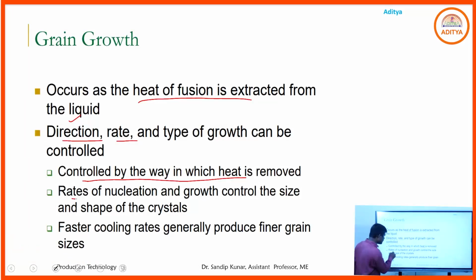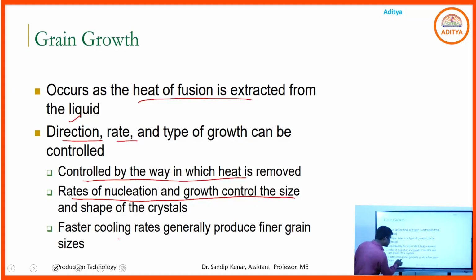Another is that rates of nucleation and growth control the size and shape of the crystal. It means more and more grains will be formed, so grain refinement takes place. Growth control means grain growth control, which also controls the formation of the crystals. After more and more grains combine, it will finally produce the crystal shape, maybe a crystalline shape, maybe a non-crystalline shape.